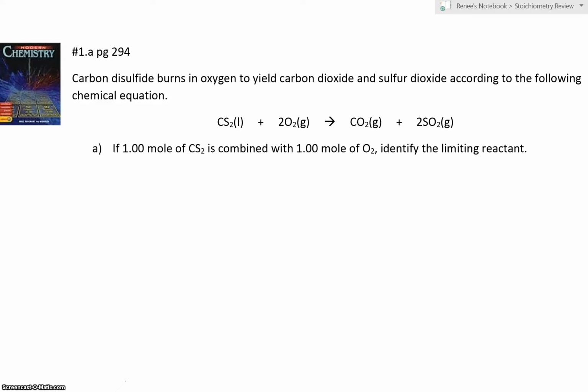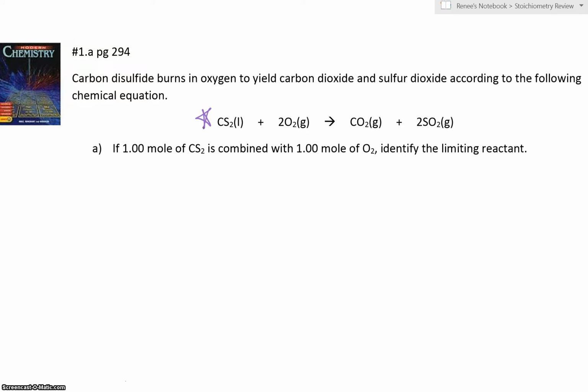Hello, this is Renee Robinson, and I will be working a limiting reactant problem from the Modern Chemistry textbook that you see in the upper left-hand corner. This problem, if you would like to follow along, is number 1A on page 294. The problem reads, carbon disulfide burns in oxygen to yield carbon dioxide and sulfur dioxide according to the following chemical equation, which we see here.